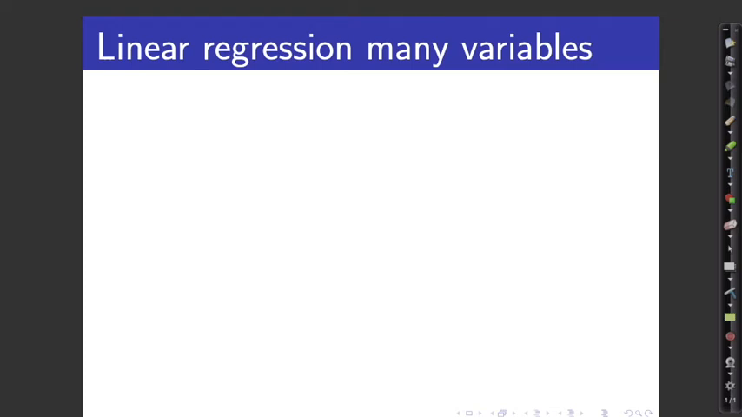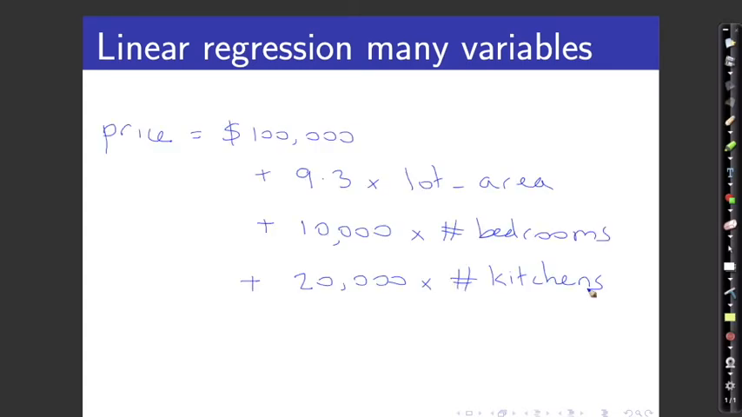So far, we have a model which says that a house price equals $100,000 plus $9.3 per square foot of lot area. That's not a very useful model. It doesn't take into account the number of bedrooms or the number of kitchens or a million and one other factors. A model might look something like this: price equals $100,000 plus $9.3 times lot area plus $10,000 times the number of bedrooms plus $20,000 times the number of kitchens.